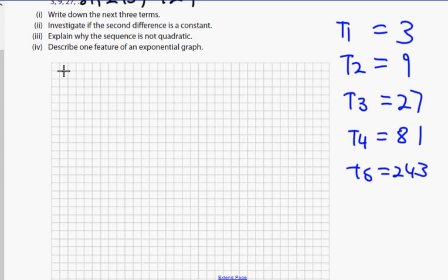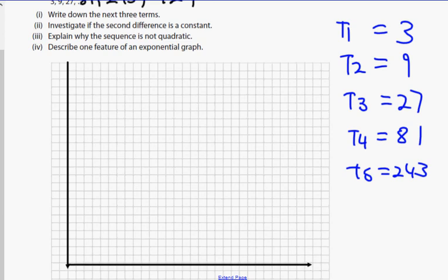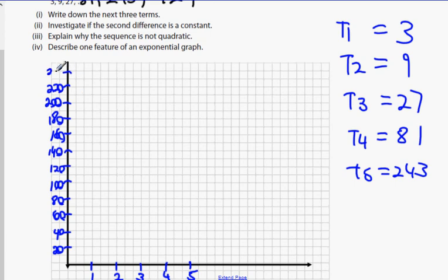Okay? So we're just going to quickly draw ourselves an XY axis and see what happens here. That's going to be T1. This is T2. This is T3. This is T4. This one here is T5. I'm going to have to put numbers on this. We're going to go up in tens, okay? So this is going to be 20, 40, 60, 80, 100, 120, 140, 160, 180, 200, 220, and 240. Let's see what happens.